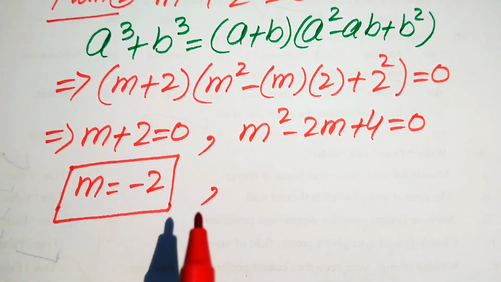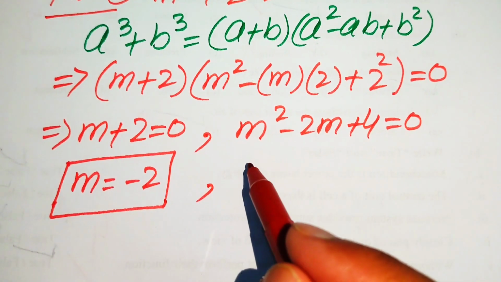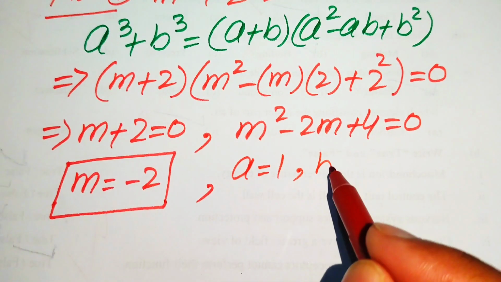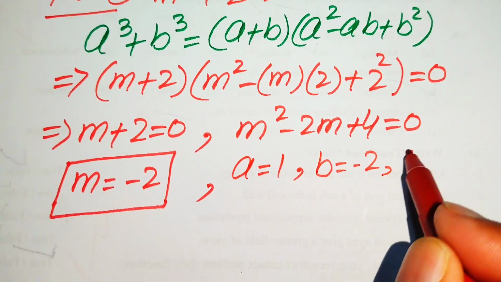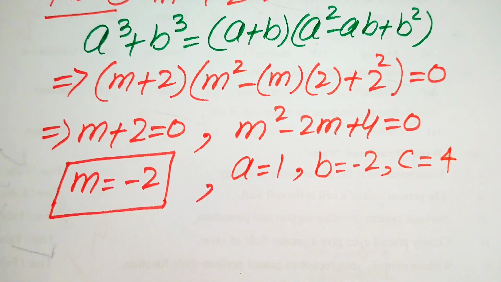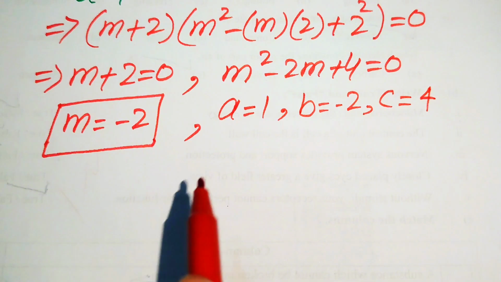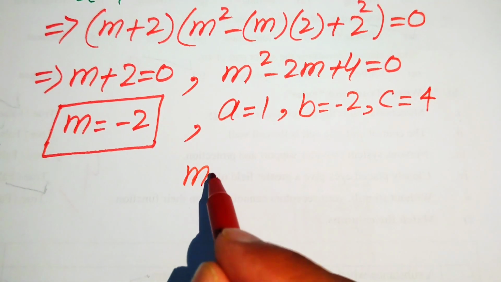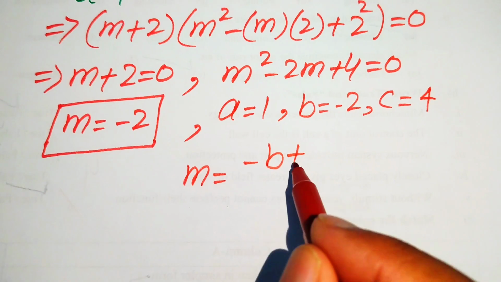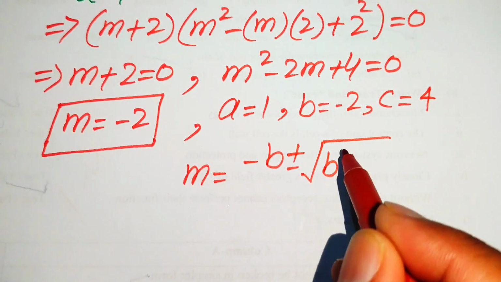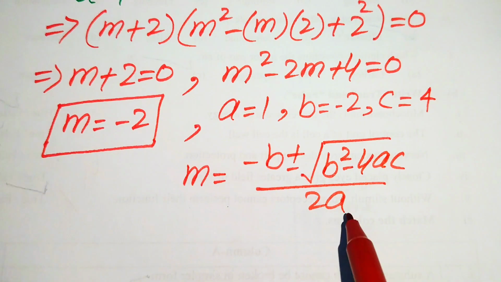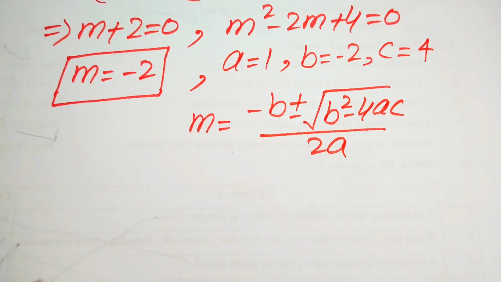we use the quadratic formula in order to solve this equation. So first we write the coefficients of this equation, and its coefficients are a equals 1, b equals minus 2, and c equals 4. So here we use the quadratic formula, and it is stated as m equals minus b plus minus the square root of b squared minus 4ac, and it is divided by 2a.